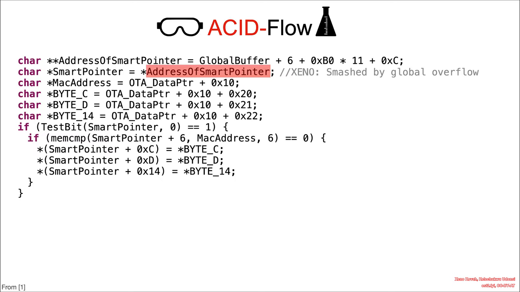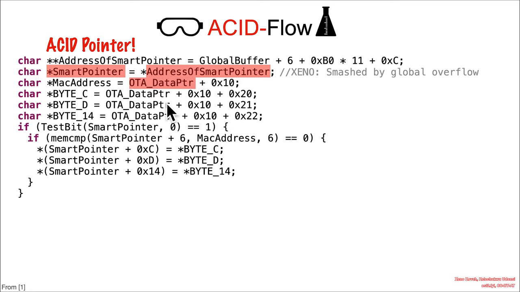So here's the pseudocode for the usage of the smart pointer as given by the researchers. You've got the address of the pointer, which we said was global plus 6 times B0 times 11 plus C. This address is what actually gets smashed by the overwrite, and that is going to corrupt the smart pointer. We're just going to call it a character pointer. That's going to be an arbitrary pointer now.